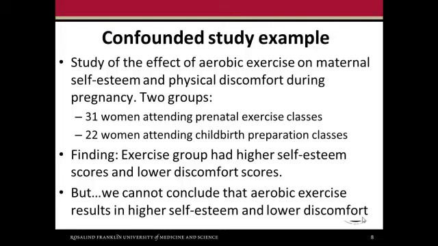So, for instance, if we're studying the effects of aerobic exercise on maternal self-esteem and physical discomfort during pregnancy, we're going to have two groups of women. So 31 women attending prenatal exercise classes and 22 women attending childbirth preparation classes. In this study of these two different groups of women, they found that the exercise group had higher self-esteem scores and lower discomfort scores, but we can't conclude that aerobic exercise results in higher self-esteem and lower discomfort, because there are other factors that might influence whether or not a woman is going to be attending prenatal exercise classes, for instance.